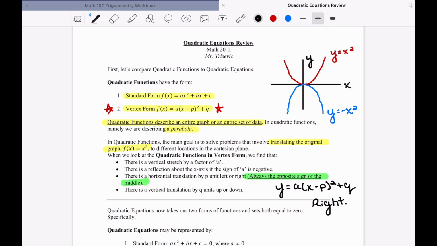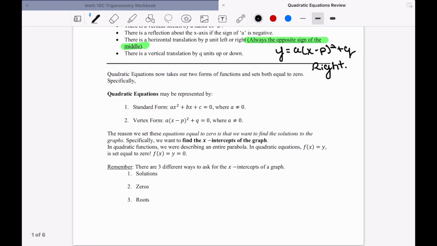So quadratic functions was taking an original graph y equals x squared and applying transformations to move it within the Cartesian plane. That's what we got to take away from quadratic functions, and it was all the transformations and methods we would use to do that. Now, quadratic equations are going to take those exact same two forms. They're going to take both the standard form and the vertex form, and they're just going to set them equal to 0, because what are we really solving for in quadratic equations?